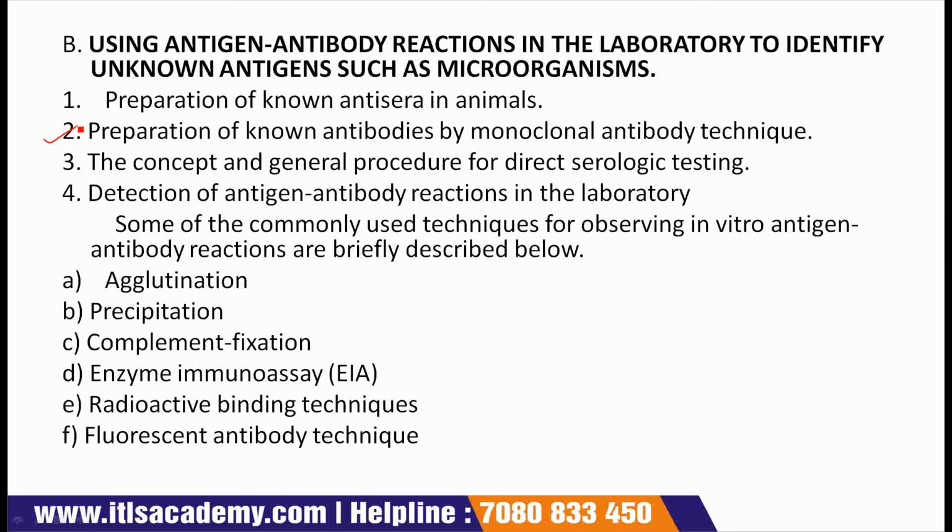Next point is preparation of known antibodies by monoclonal antibody technique. In the monoclonal antibody technique, an animal is injected with the specific antigen for the antibody desired. After appropriate time for antibody production, the animal's spleen is removed. The spleen is rich in plasma cells and each plasma cell produces only one specific type of antibody.